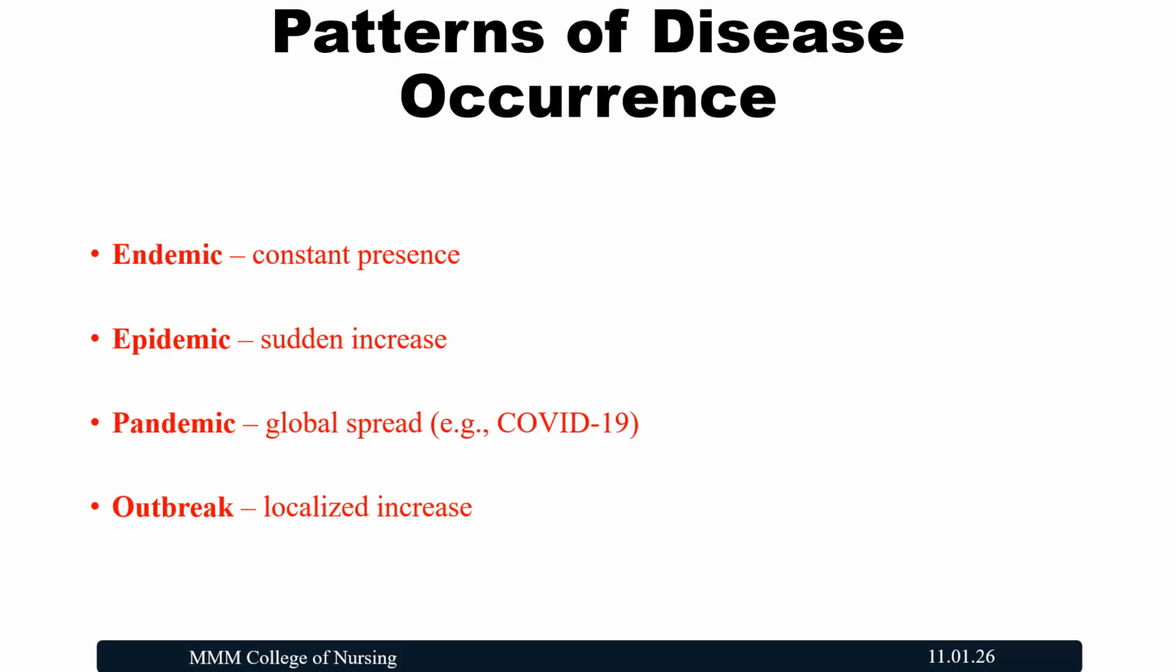So based on the pattern of disease occurrence or disease spread, we term them as endemic, epidemic, pandemic and outbreak. Endemic means constant presence. Epidemic means sudden increase. Pandemic means global spread. Outbreak means localized increase.